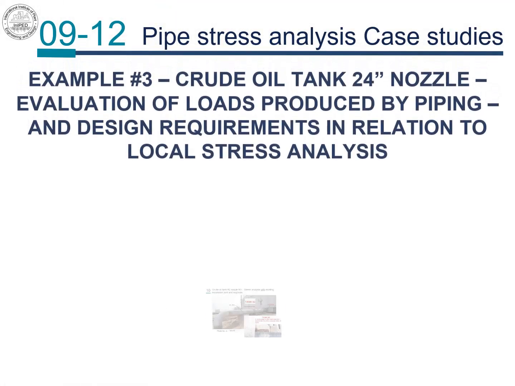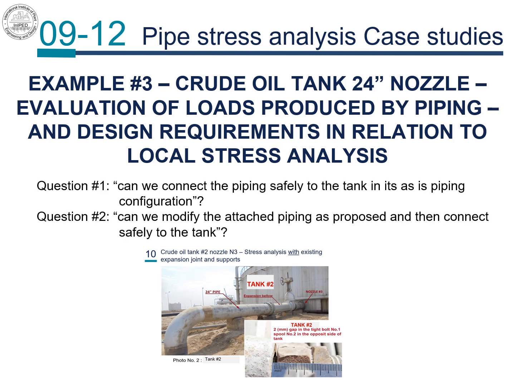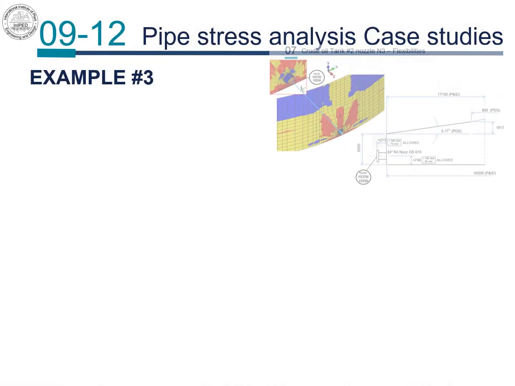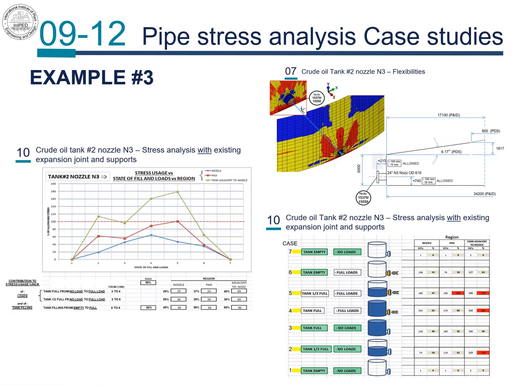Example number 3, crude oil tank 24-inch nozzle. Evaluation of loads produced by piping, and design requirements in relation to local stress analysis. Question number 1: can we connect the piping safely to the tank in its as-is piping configuration? And question number 2: can we modify the attached piping as proposed and then connect safely to the tank? Nozzle flexibilities, stress analysis cases. Stress analysis, overview summary.